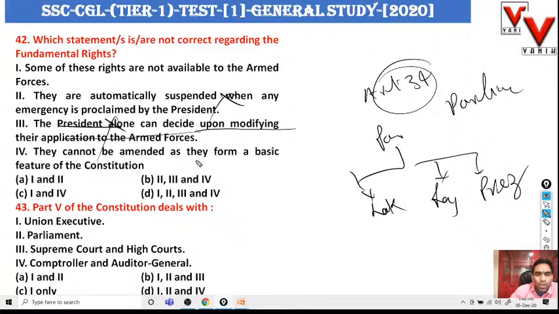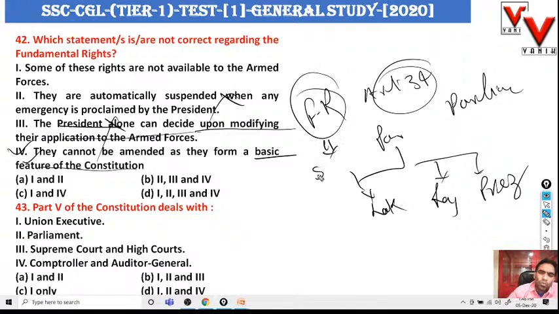They cannot be amended as they... That means if it can be modified, then they can be amended. Although these are the basic features of the constitution, fundamental rights are subjected to modification. That's why the right answer is going to be second, third, and fourth. So the right answer is going to be B.